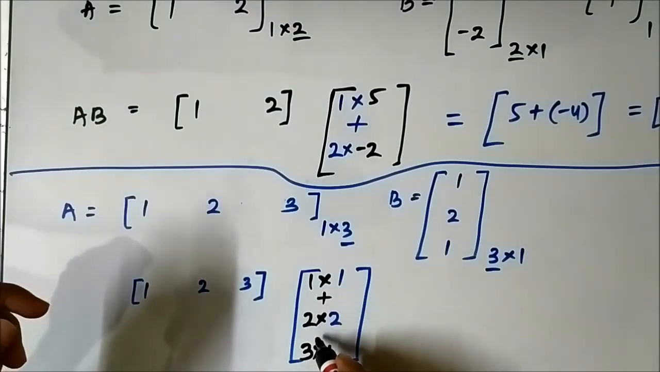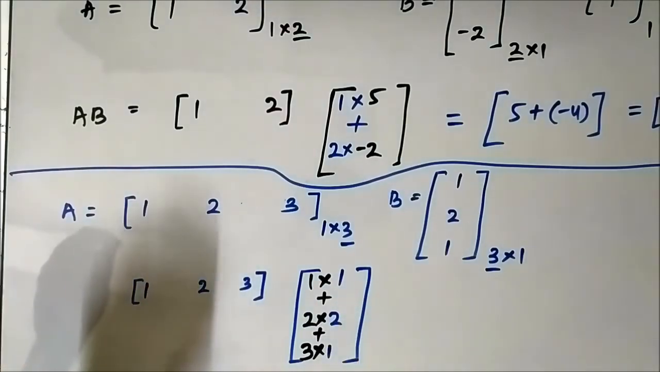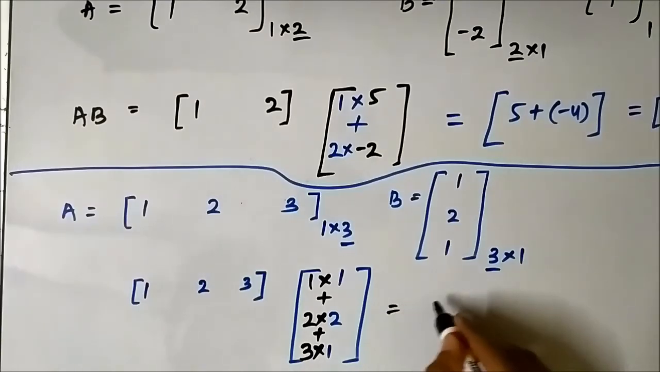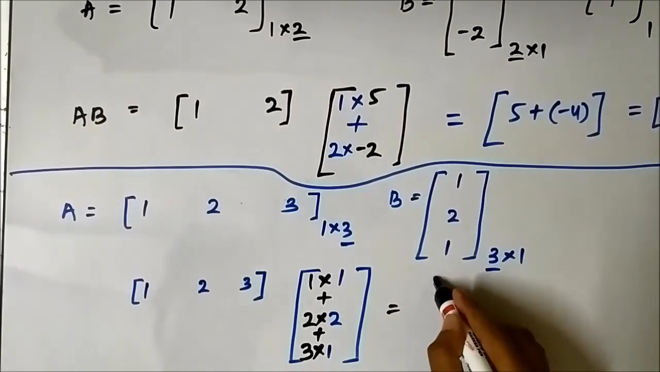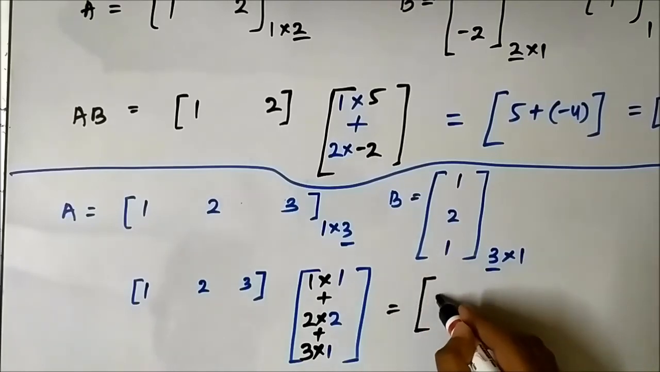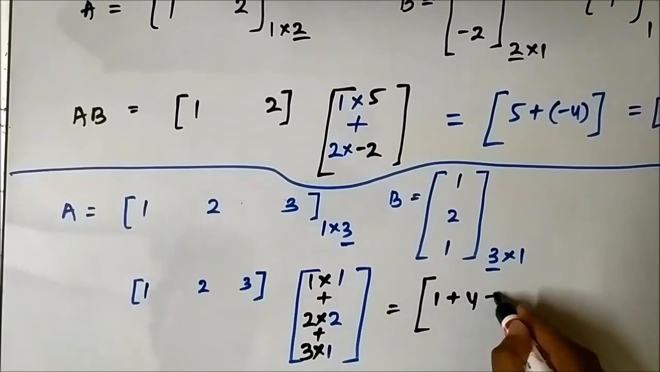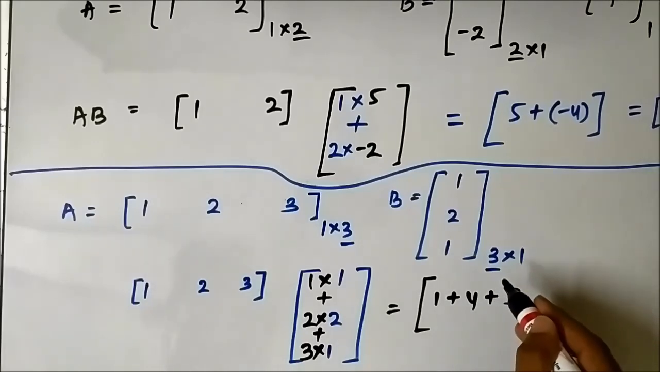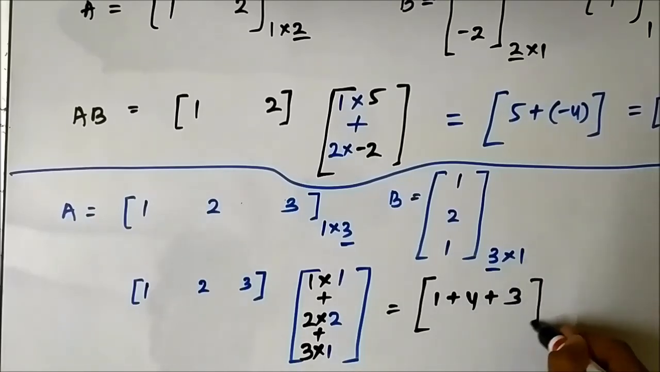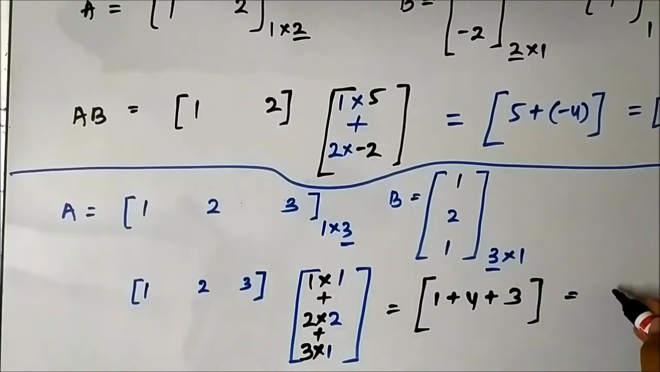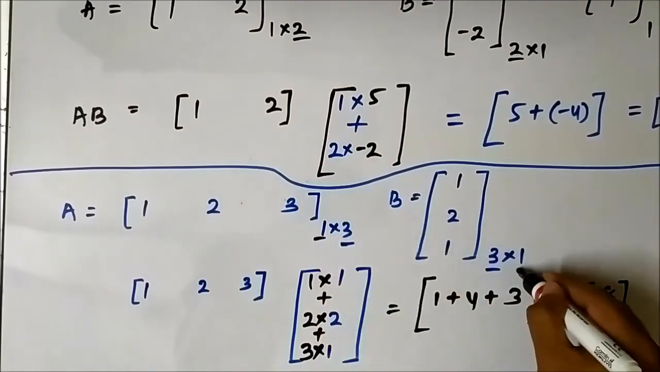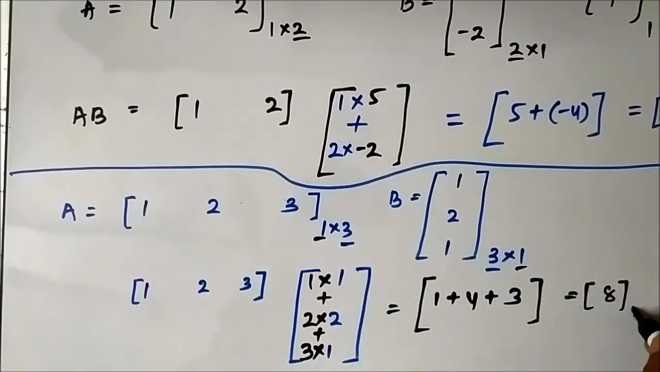And these product terms are added. And we get the result as 1 plus 4 plus 3, which is equal to 8. The resultant matrix is a 1 cross 1 matrix.